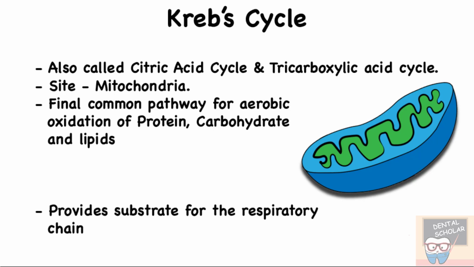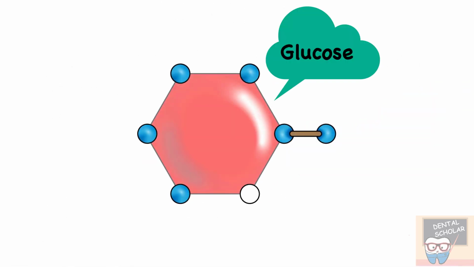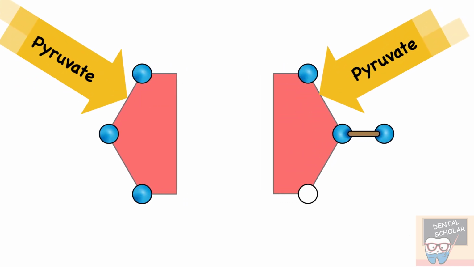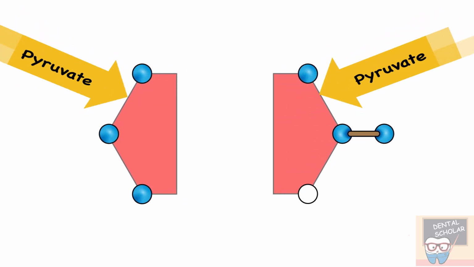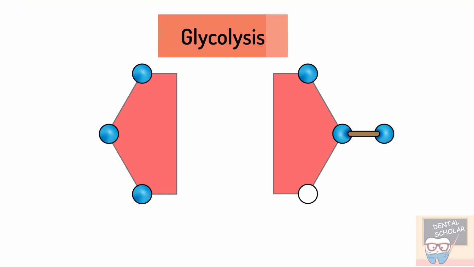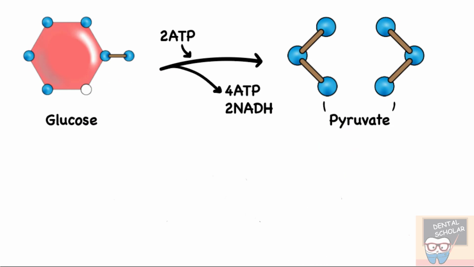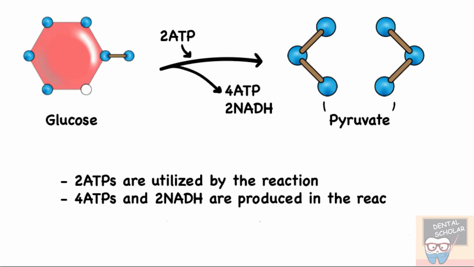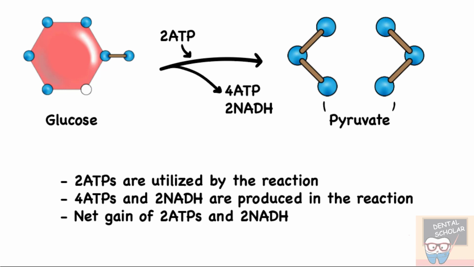Before Krebs cycle begins, the 6-carbon molecule glucose converts into 2 molecules of pyruvate, both of 3 carbons. This process is called glycolysis and it takes place in cytoplasm. During conversion of glucose to pyruvate, 2 ATPs are utilized by the reaction, while 4 ATPs and 2 NADH are produced in the reaction. So, a net gain of 2 NADH and 2 ATPs is seen in the glycolysis step.